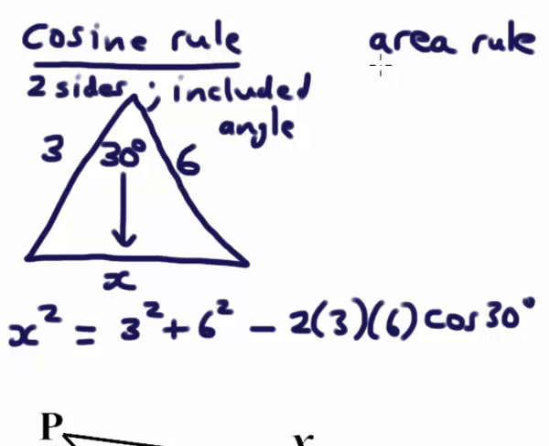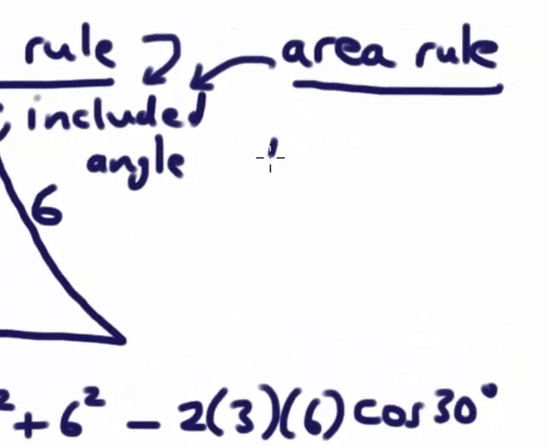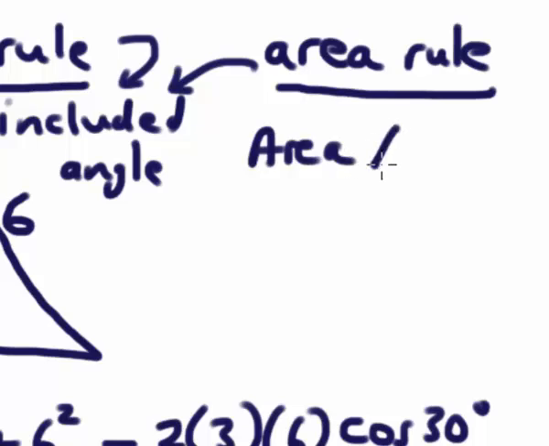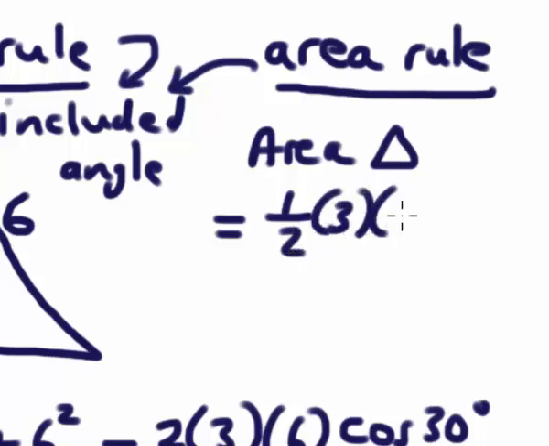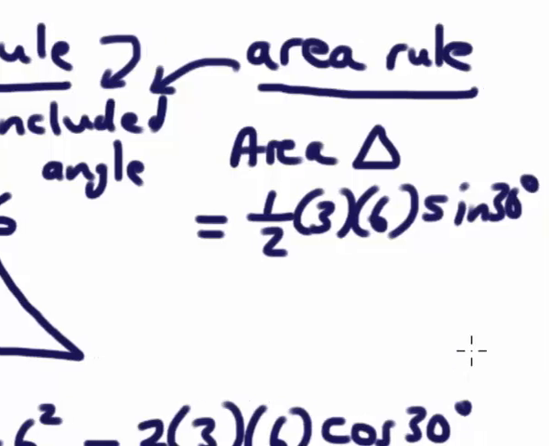And the area rule works exactly the same, in that it also works if you've got two sides and the included angle, like the cos rule. But if you want the area of the triangle, okay, the area of this triangle here, the rule says you go a half, you multiply the two given sides, you always multiply by a half there, and you sine the included angle. You work out the sine of the included angle. Okay, that's the area rule.